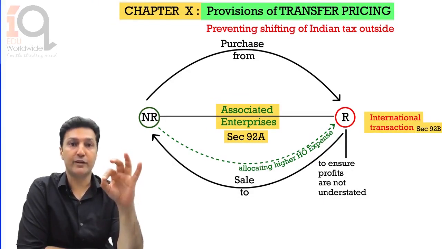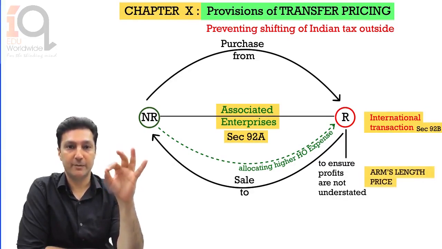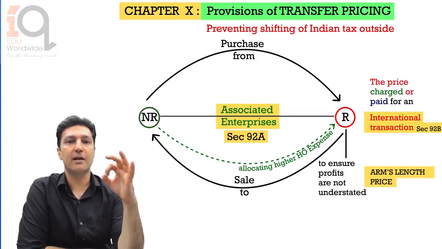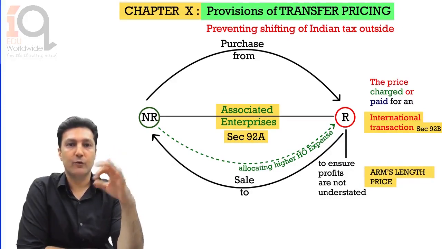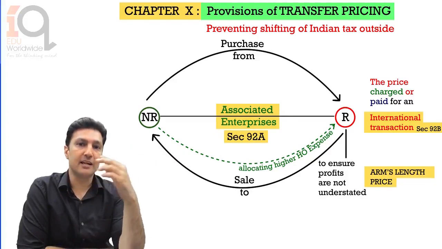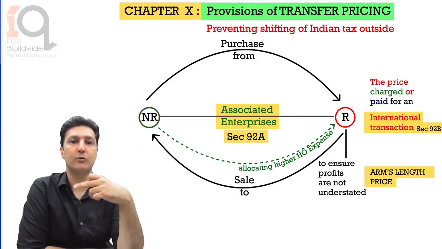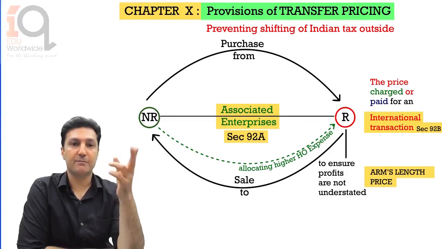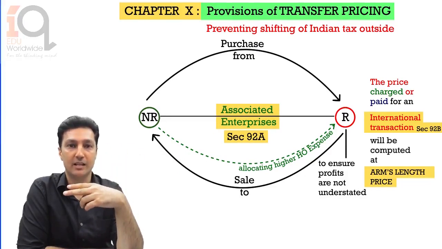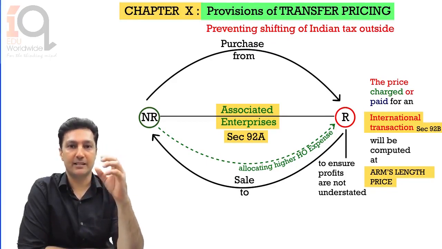There will be the provisions of arm's length price, which means we are going to determine the price at which this transaction would have taken place with an unrelated party. So if it is the Indian resident selling to Singapore, we check what price he sold to others. If he is buying from the Singapore entity, we find out what price he is buying from others. So there's an arm's length price, and we'll discuss the methods to do it under 92C.